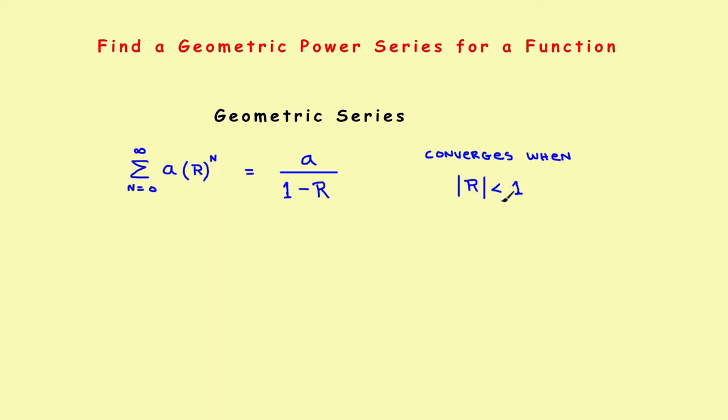And just like in the first two videos, what we'll do is take whatever function we're given and transform it into this form, this a divided by 1 minus r form. Once we've got it in this form, then we can come up with the summation notation and then finally use that to get the interval of convergence. So let's take a look at an example and see what it looks like.